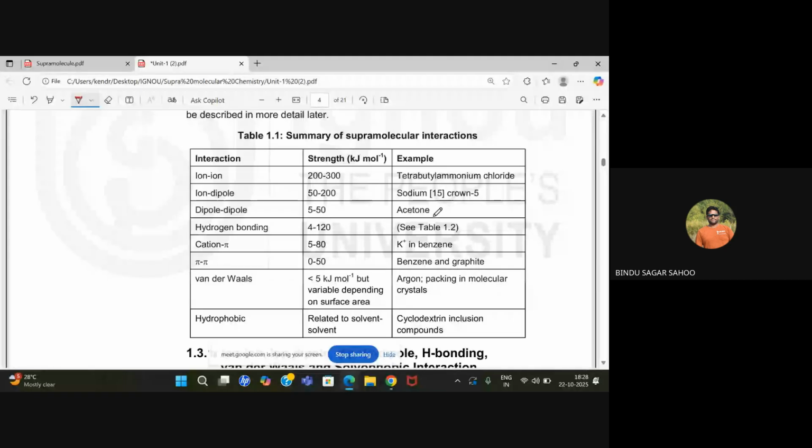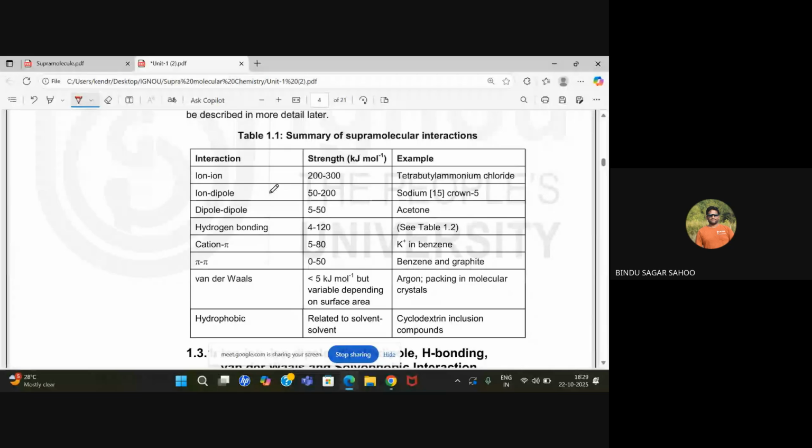These are the examples. One by one, we will discuss each type of interaction. You can see that out of all the interactions, the ion-ion interaction strength will be more. Out of all types of non-covalent interaction, always remember the ion-ion interaction strength will be more. It will be between 200 to 300 kilojoule per mole. If we discuss ion-dipole, it will be a little bit less. If we discuss dipole, it will be further less, just like that.